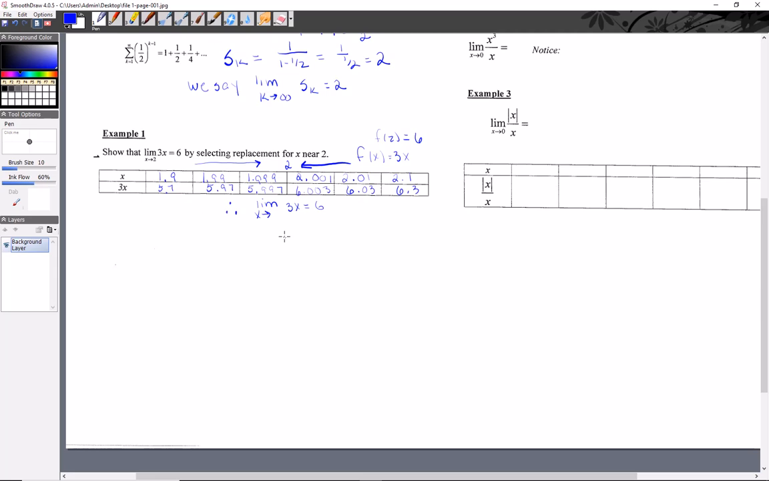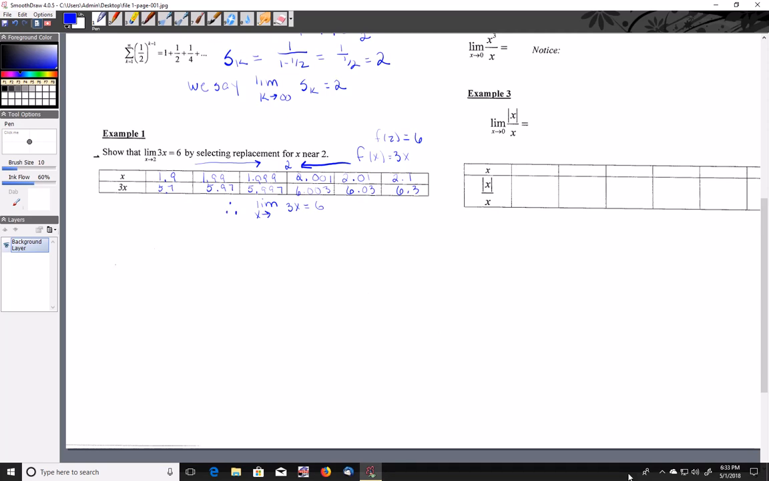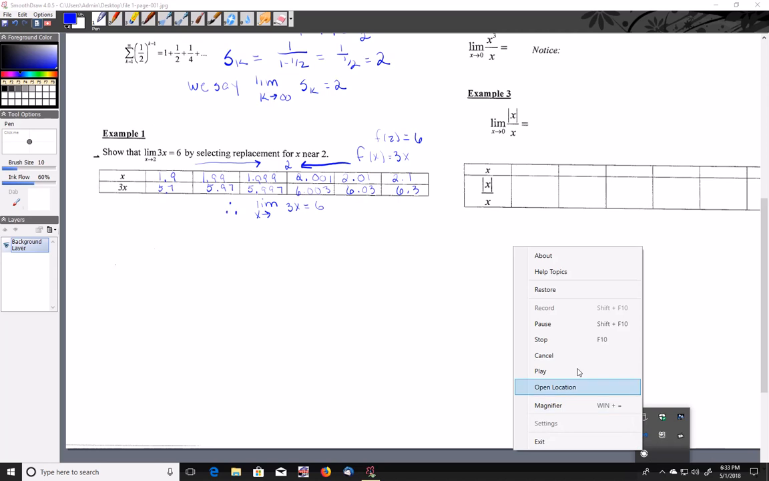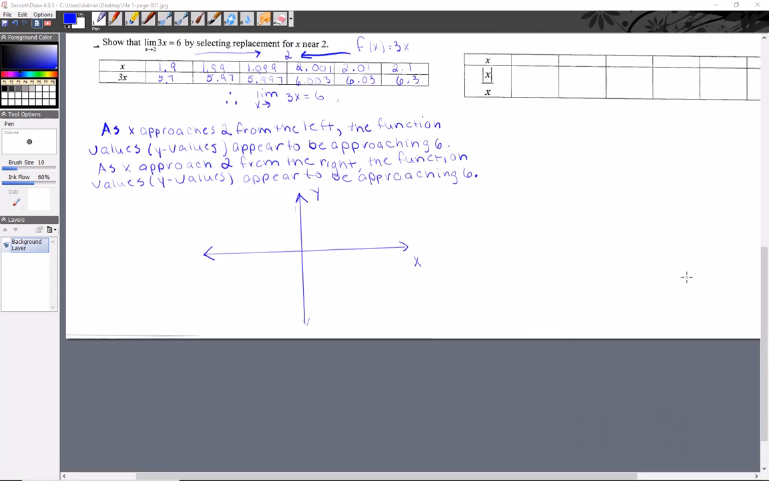So what I'm going to do now is pause and write out a lot of stuff that'll keep you from having to sit here while I do it, and then I'll reactivate, and you can copy at your leisure. Alright, so I'm back, and you can see what I've written here. It just says as x approaches 2 from the left, the function values or the y values appear to be approaching 6. As x approaches 2 from the right, the function values or y values appear to be approaching 6. Okay, so you can pause and jot that down if you feel you need it.